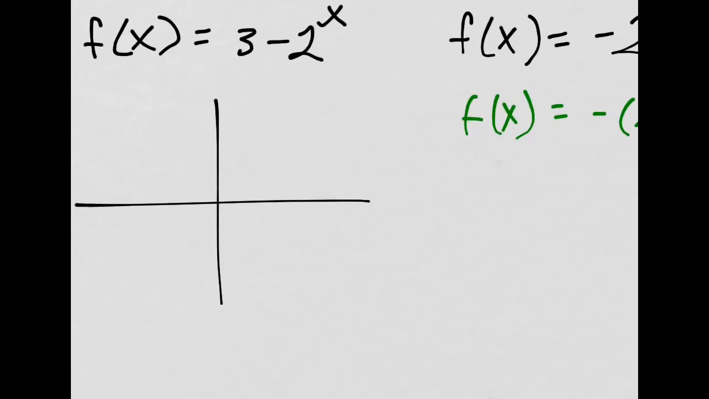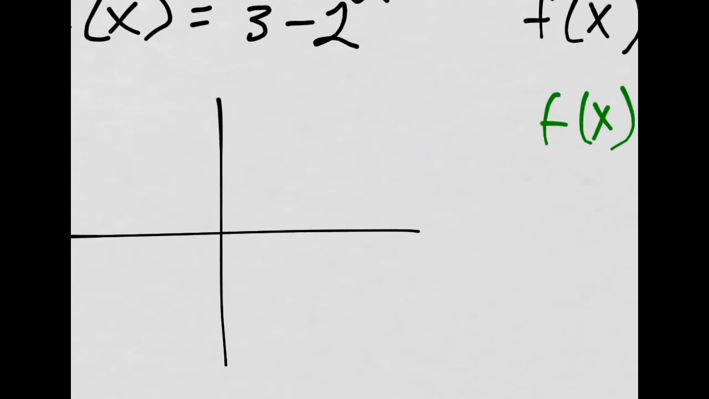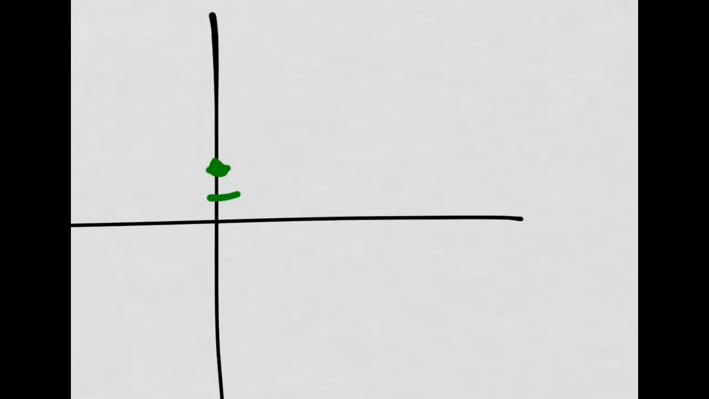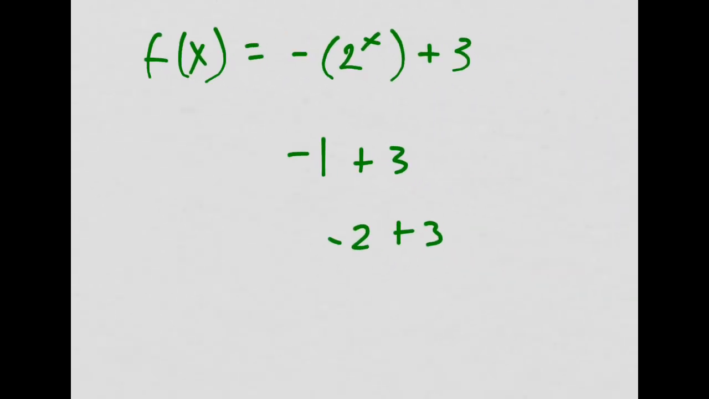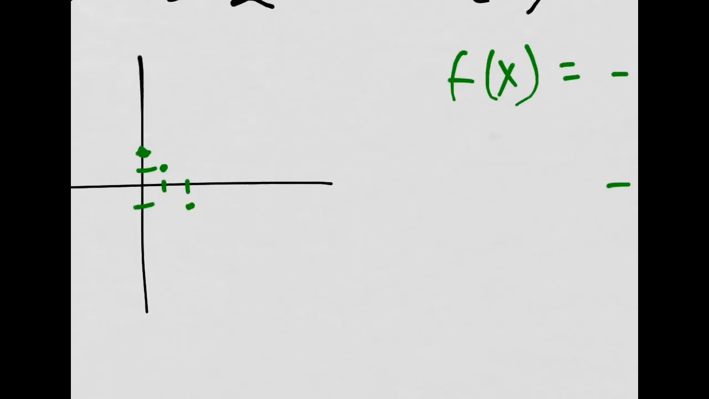So I'll plug in 0. If I plug in 0, what do I get there? 1, which turns to negative 1, plus 3, which is 2. So plug in 0 and I get 2. And then plug in 1 and I get negative 2 plus 3. That's 1. So plug in 1 and I get 1. Plug in 2 and I get 2 squared is 4, negative 4 plus 3, that's negative 1. So it's just going down, down, down. Something like that. Alright, cool.